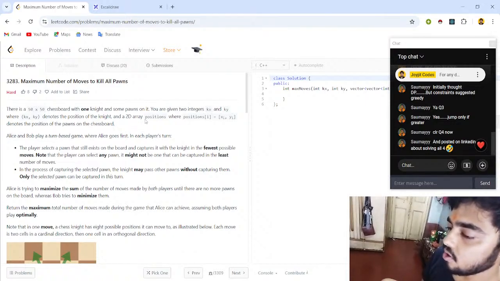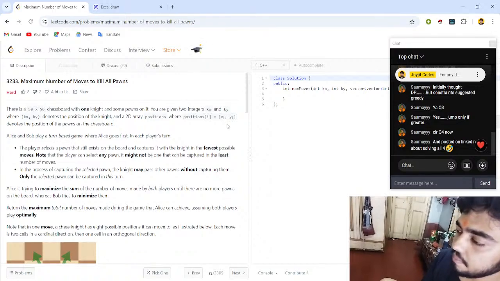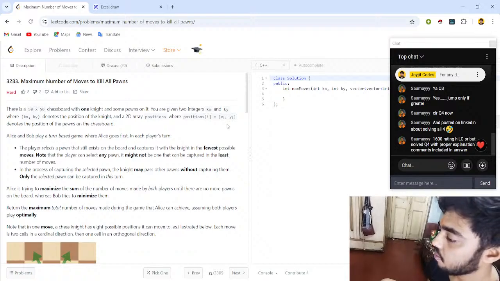Okay, and there is a 2D array positions where position is xi and yi. So basically there are pawns over there, and let's say they are the crosses. They are the positions that the knight has to visit. So basically the knight visits one of the positions, and then the knight visits some other position till it has visited all the positions that have been given. Okay, but remember one thing, if we select a position and while going to that position, the knight passes through a position which is also there, it could per but solve with proper explanation, comments included in answer.